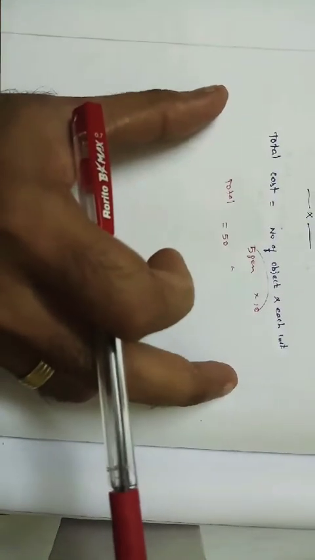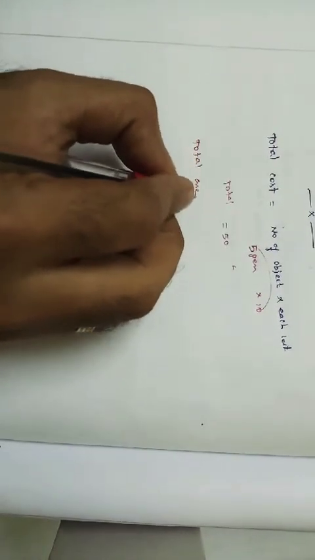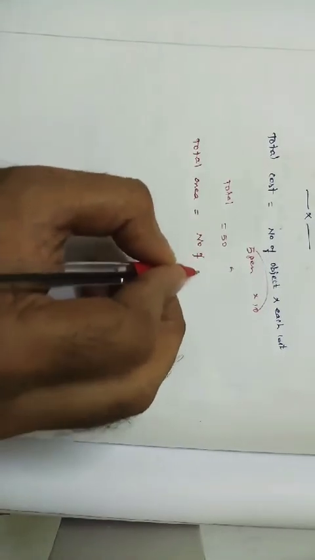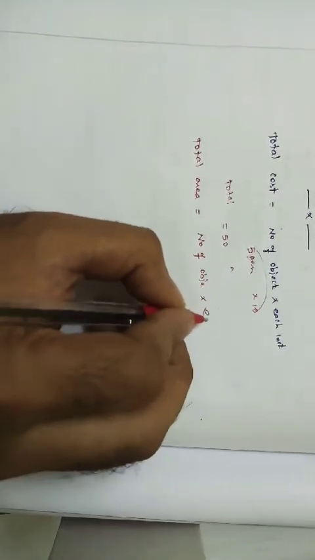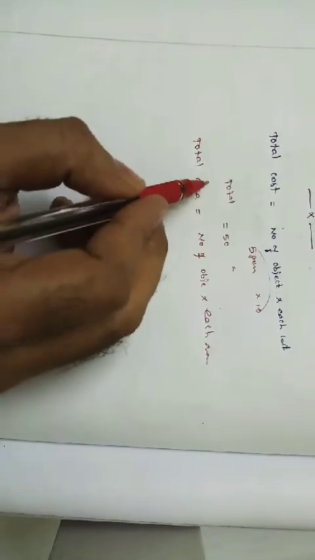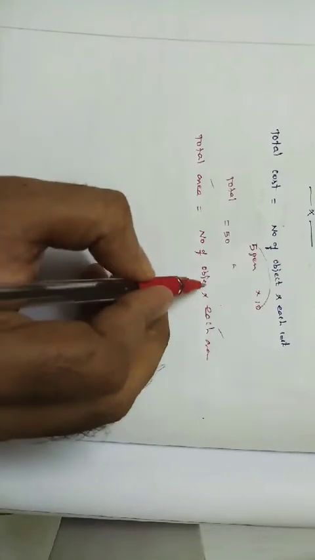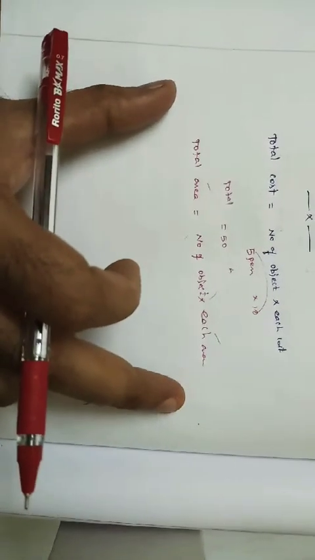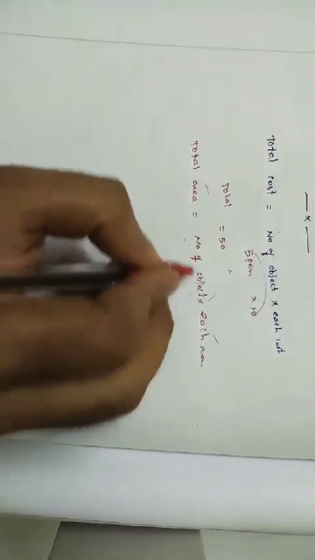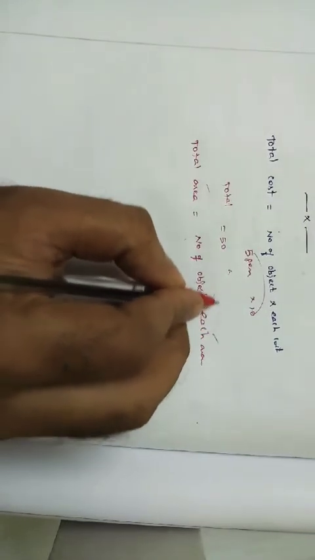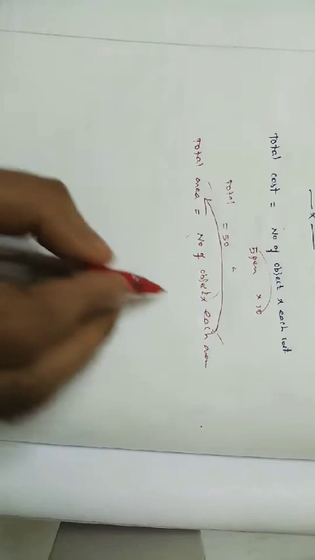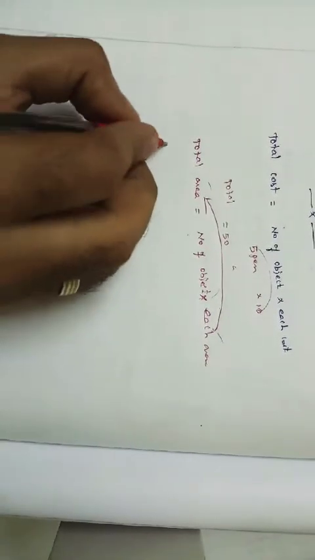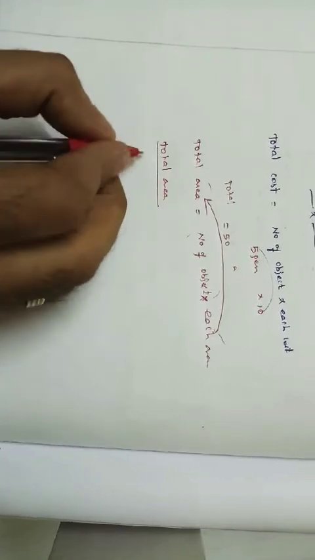So for finding total cost we use this formula, and here we use the same formula, but they are talking about total area. Total area is the number of objects into each area. We have the total area and we have each area. What we want to find is the number of objects, the number of bricks. It's very simple. Taking each area to the LHS, multiply will become divide. So it's nothing but total area divided by each area.